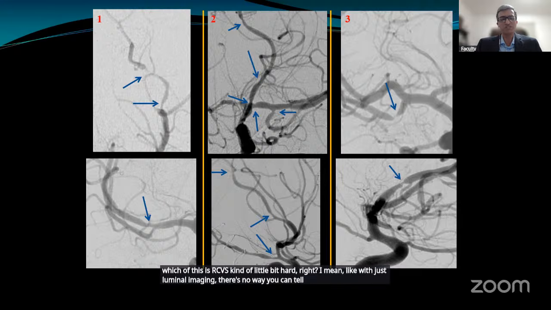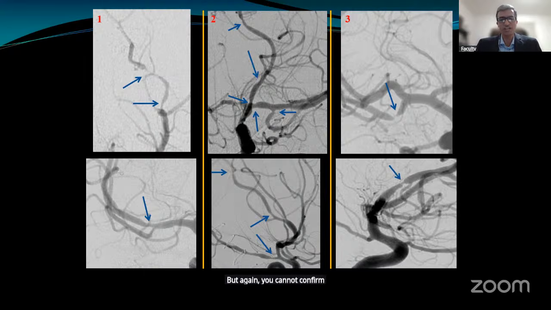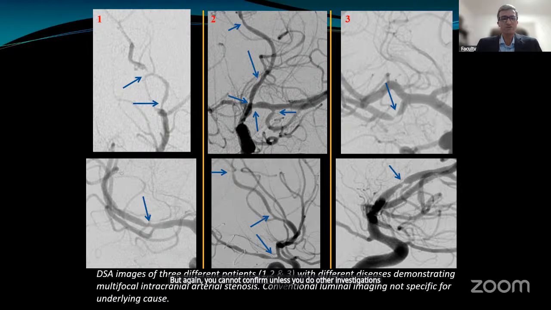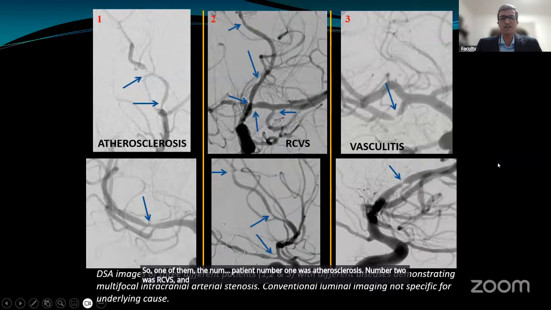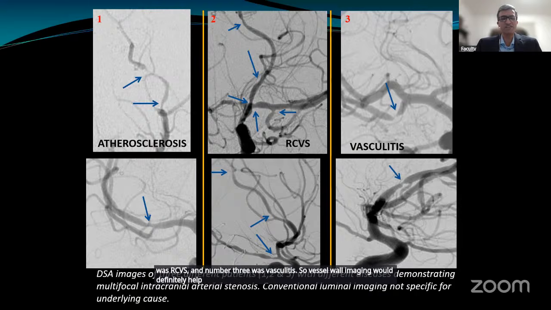But maybe with some history, you can speculate, okay, maybe this might be the cause, or this might be my first differential, and this might be the second. But again, you cannot confirm unless you do other investigations, right? So patient number 1 was atherosclerosis, number 2 was RCVS, and number 3 was vasculitis. So vessel wall imaging would definitely help identify these entities separately.